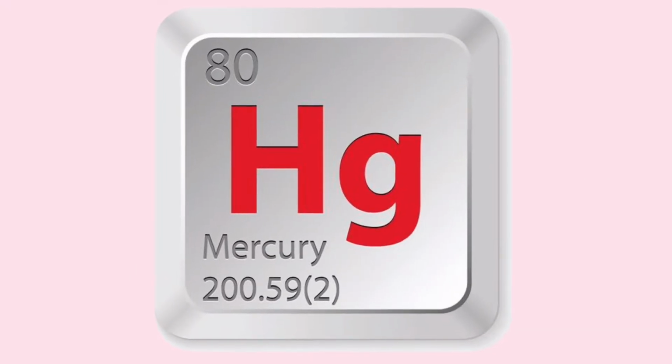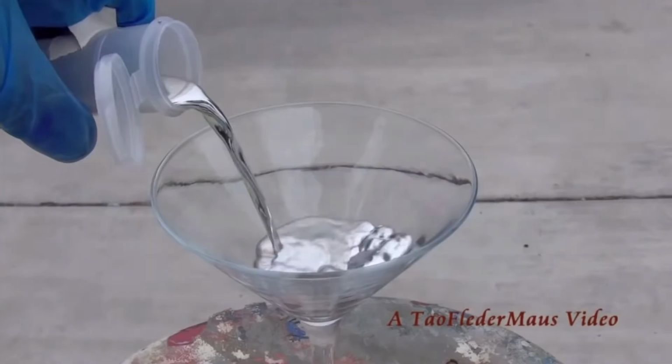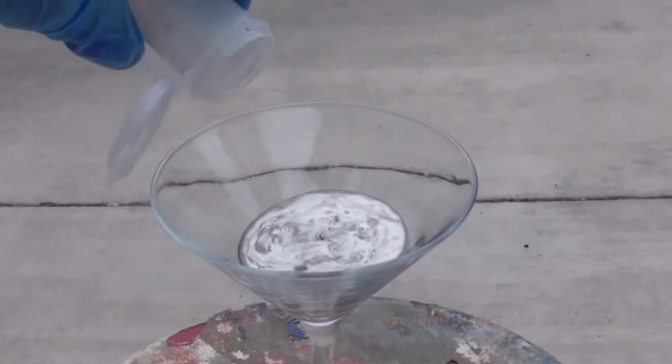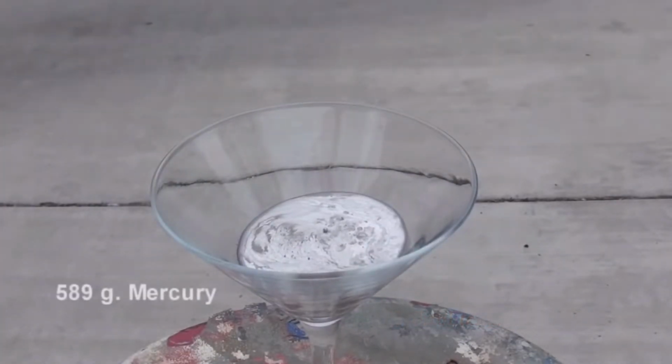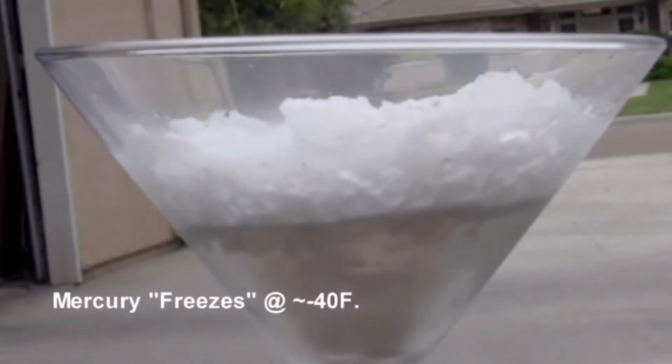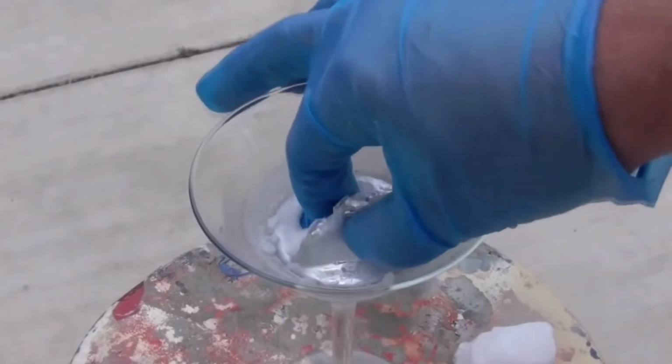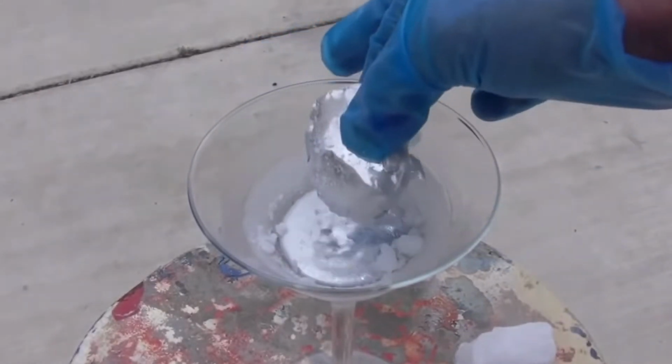That is why you only see them on one side of the periodic table. Let's use mercury as a quick example. Mercury at room temperature is usually a liquid metal, but if we were to freeze it, then it turns into a solid. Now that we have that out of the way, let's move on to the next topic.